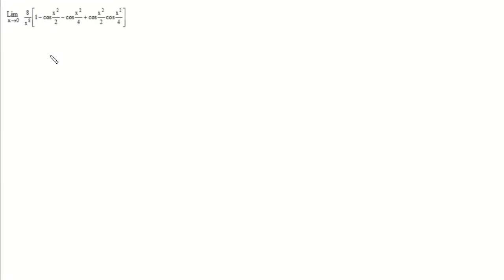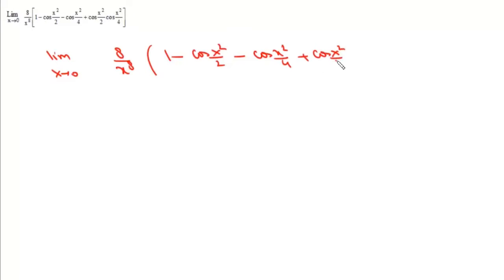Now the question is, we need to solve this limit, which is limit x tends to 0, 8 upon x to the power 8, and here it is 1 minus cos(x²/2) minus cos(x²/4) plus cos(x²/2) into cos(x²/4).